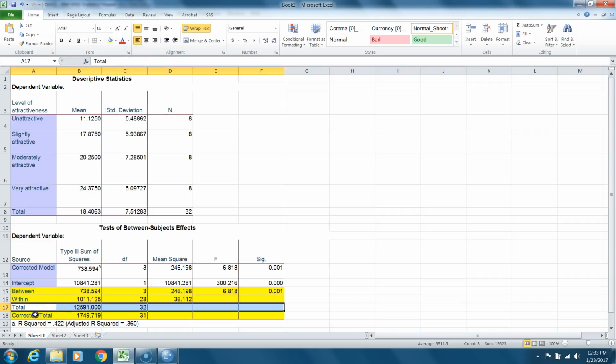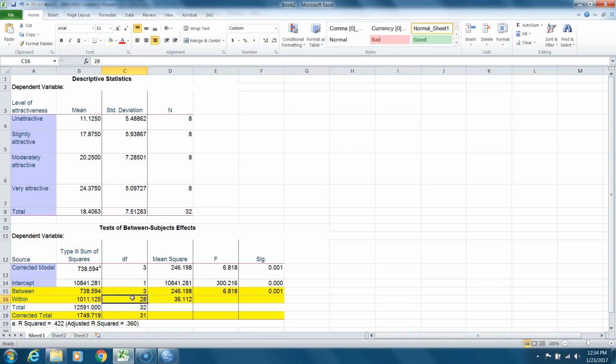What we're going to use is corrected total. This corrected total is our n minus 1 degrees of freedom. We have 32 people in our data set, so n minus 1 is 31. We have 4 different groups. Number of groups minus 1 for a one-way analysis of variance is 3.